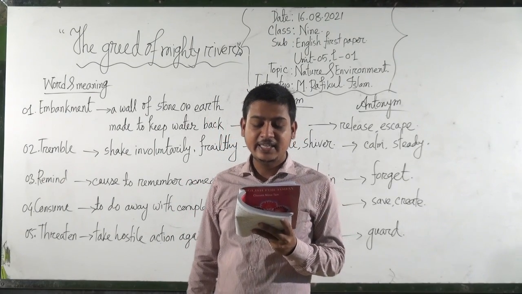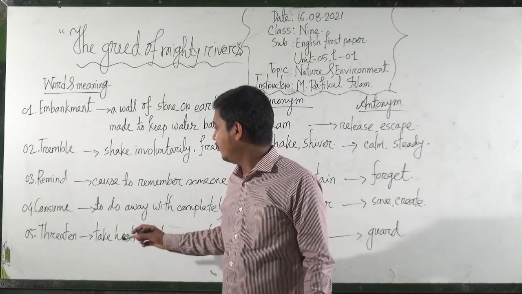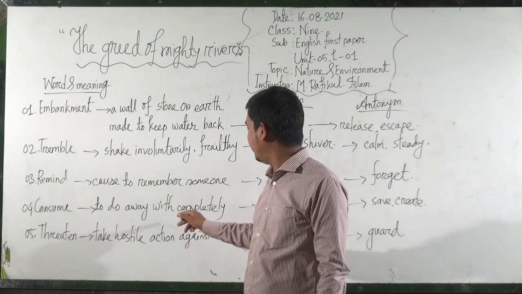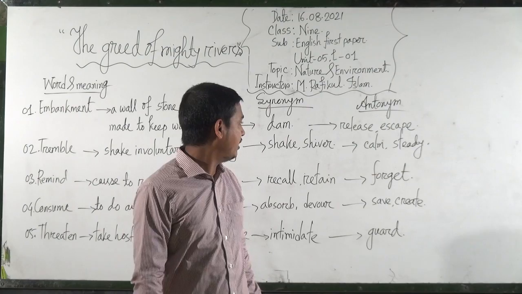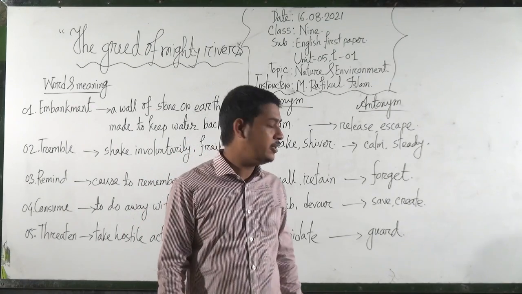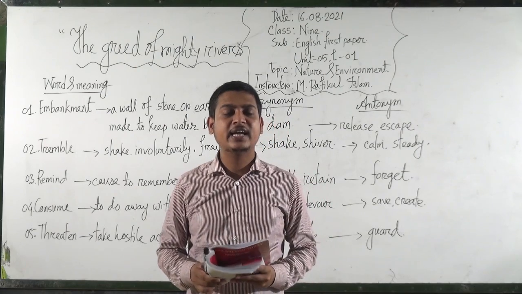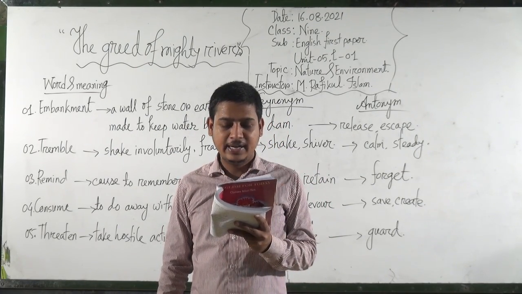So, dear students, in these three lines we can get an important word: consume. It means to do away with completely, and the synonyms are absorb and devour. On the other hand, we can get the antonym, save or create. She has lost her cultivable land, animals and family.